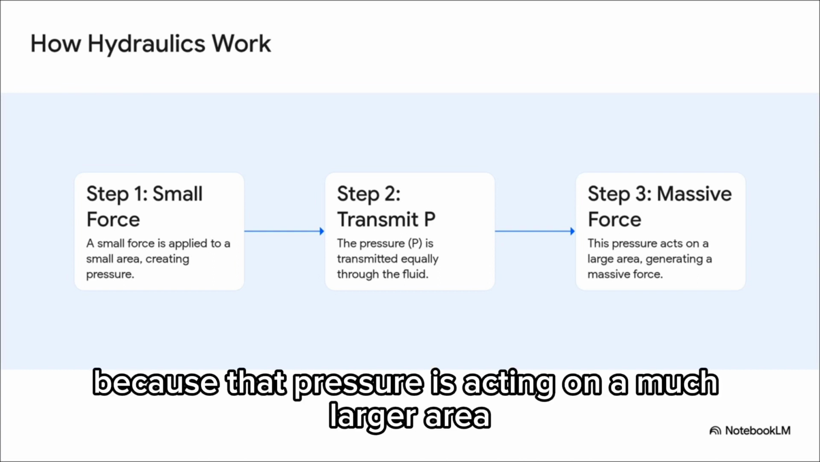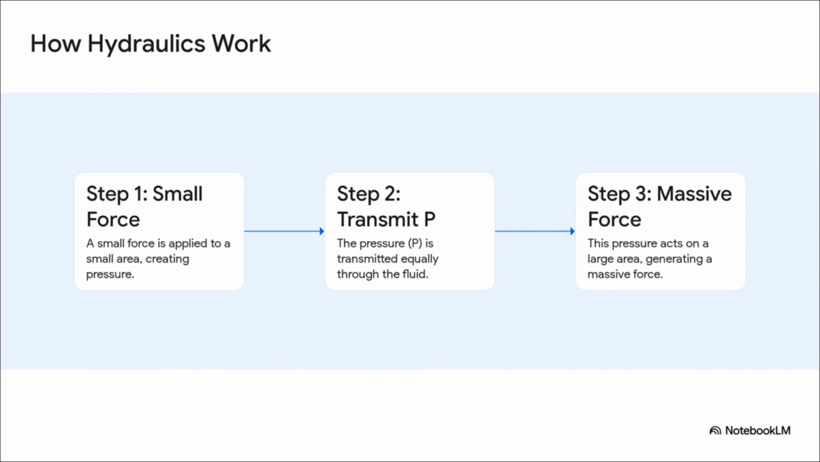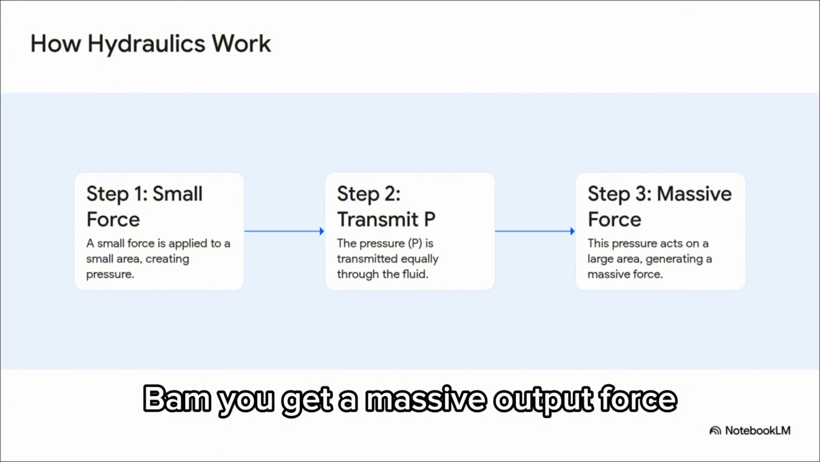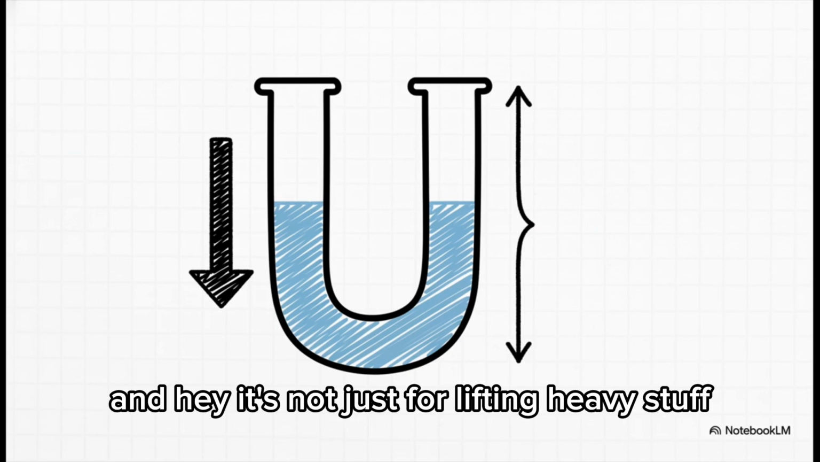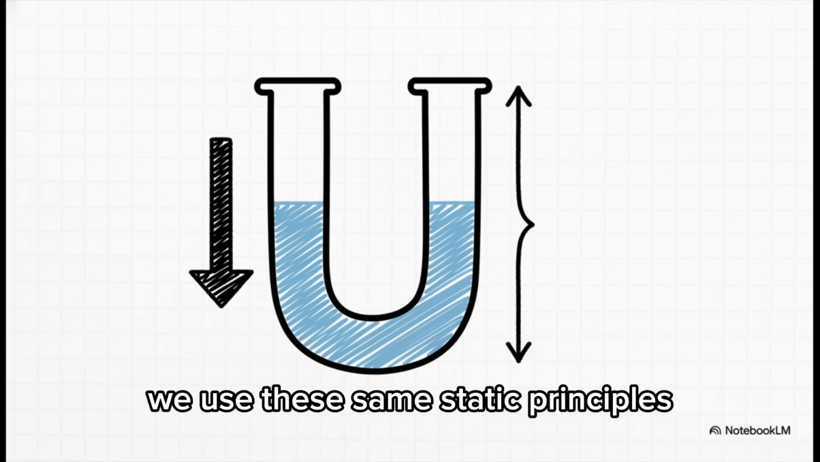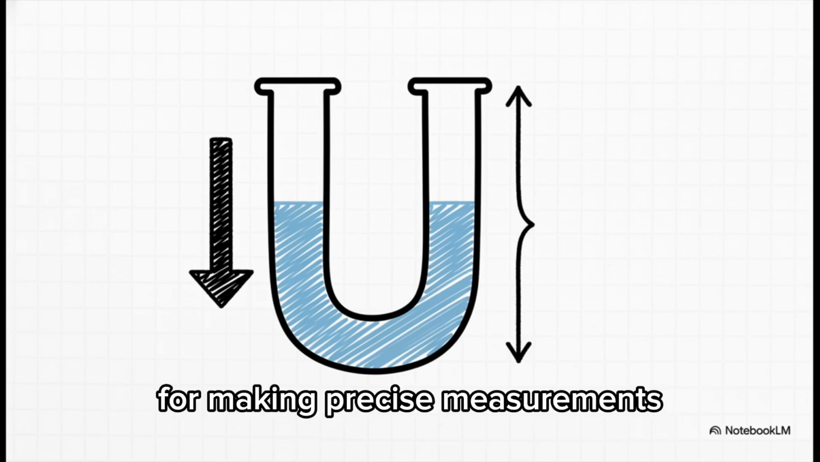Now, because that pressure is acting on a much larger area, bam, you get a massive output force. It's force multiplication, and it's how a person can lift a 2-ton car. And hey, it's not just for lifting heavy stuff. We use these same static principles for making precise measurements.